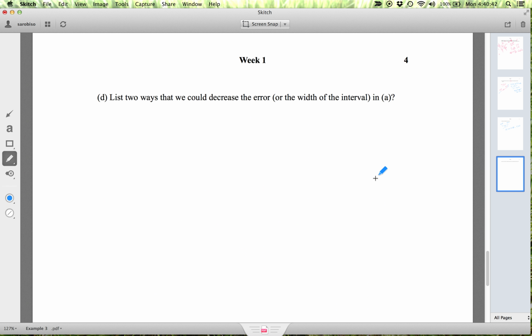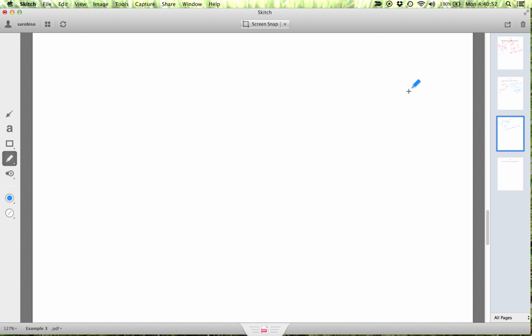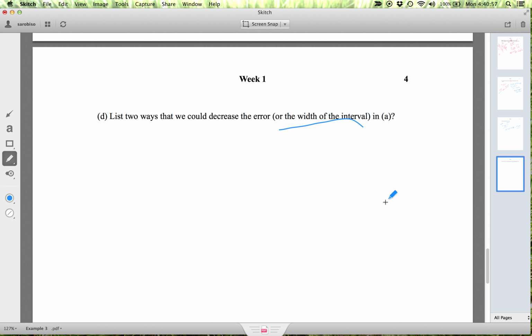Lastly, can we list 2 ways that we could decrease the error? What I mean by that is 2 ways we can decrease the width of the interval. This interval here has a width of 4.6. Is there any way we can make that smaller? Well, there's 2 ways we can do that. Remember, one way would be to increase the size of the sample. We want to make n a lot larger.